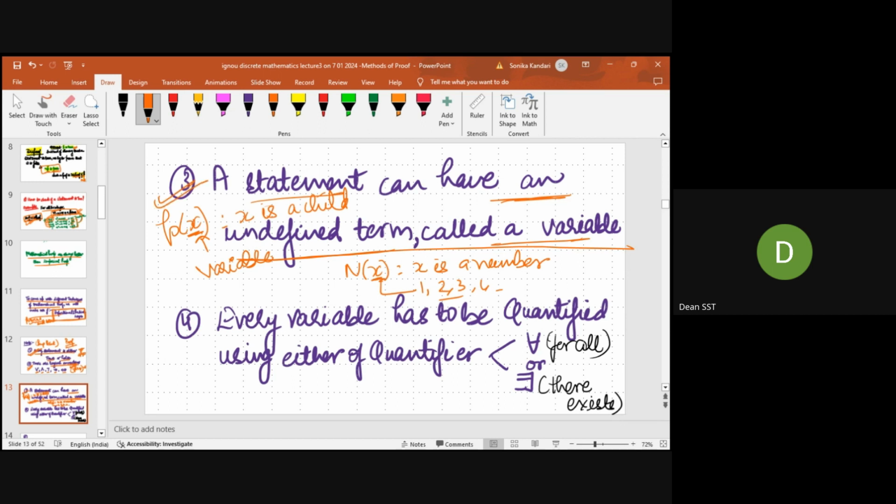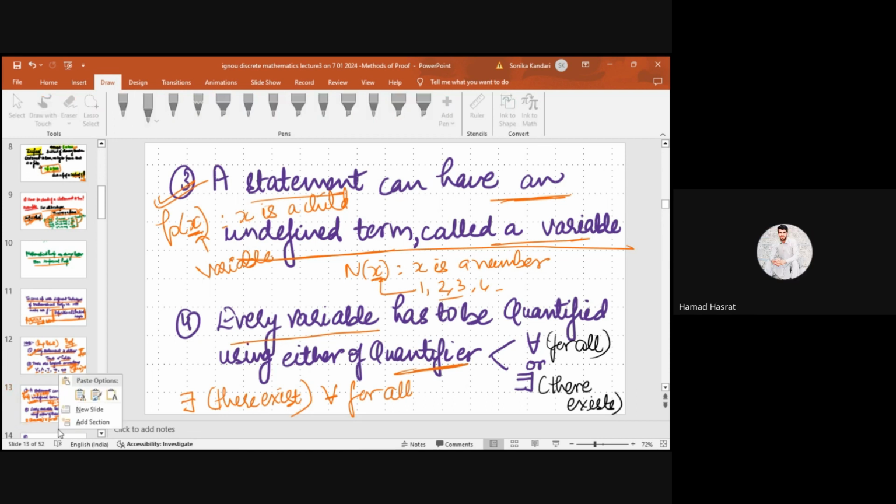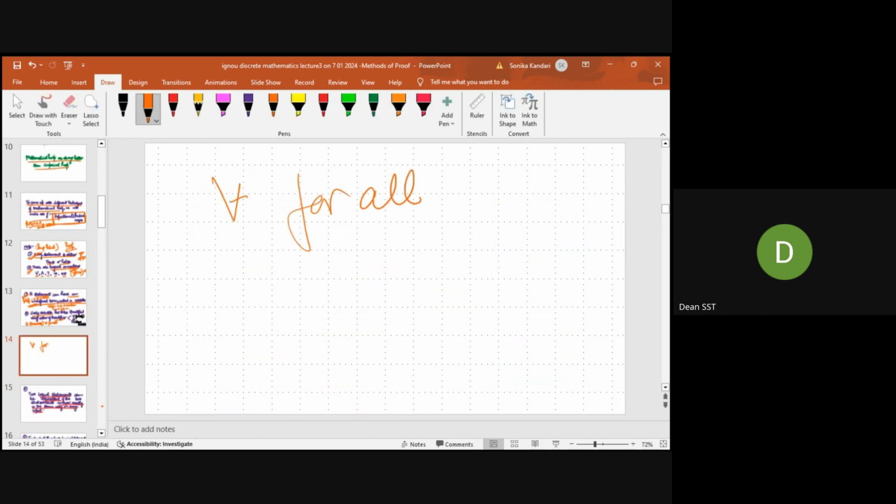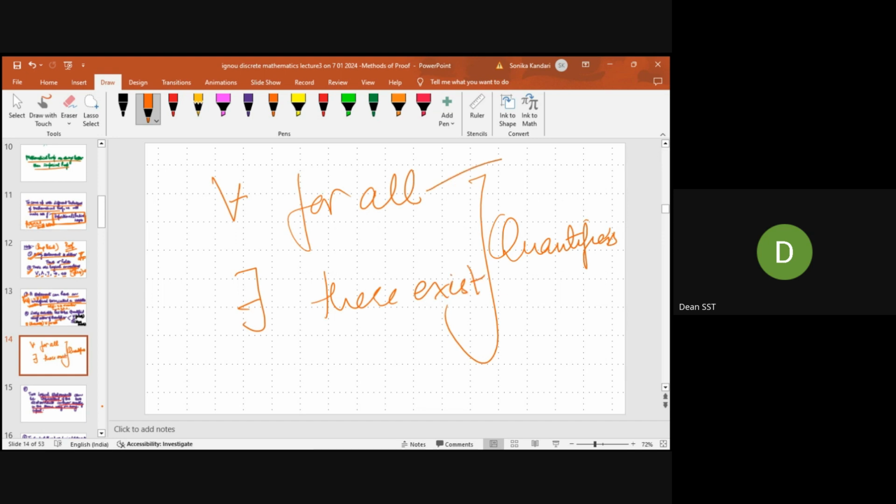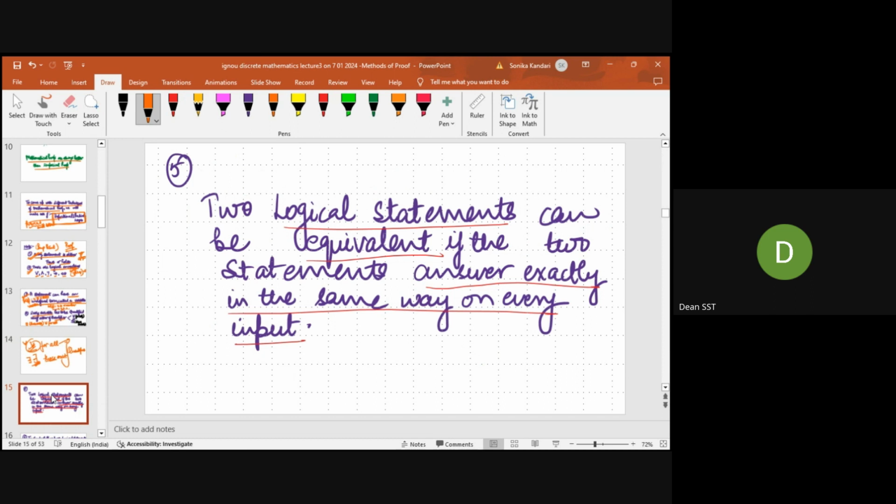Fine. For every variable, we have a quantifier. This quantifier is for all, and this quantifier is for there exists. Are you able to view my slide, class? Yes, ma'am. These are quantifiers. For all, then there exists. We know that all birds fly, so for all. Some students have passed, there exist some students who have passed. So we have two types of quantifiers. For all, we have this sign. For some, that is, if there exists, this is the symbol. So we should know how the quantifiers are represented.